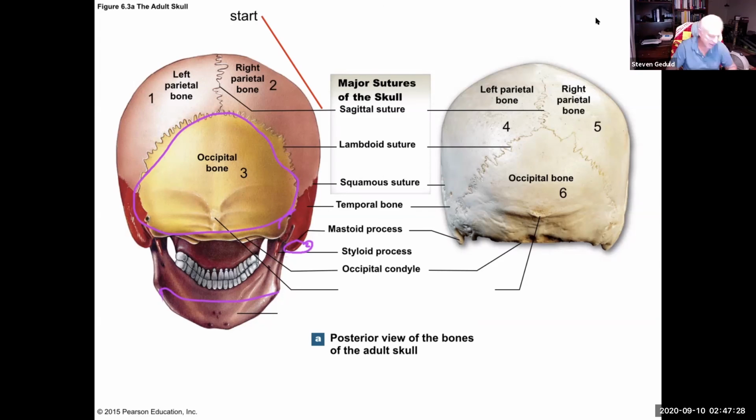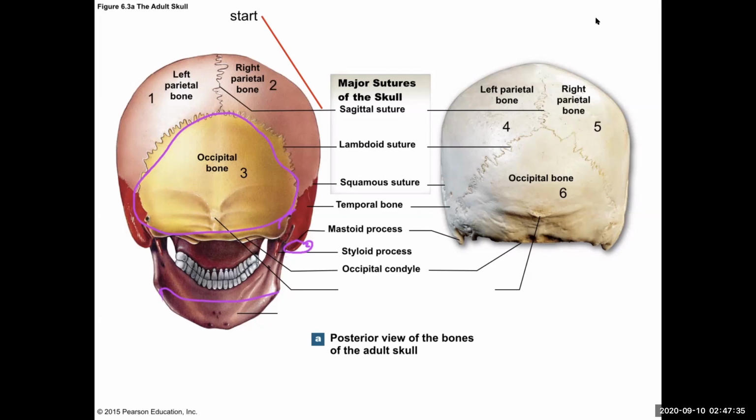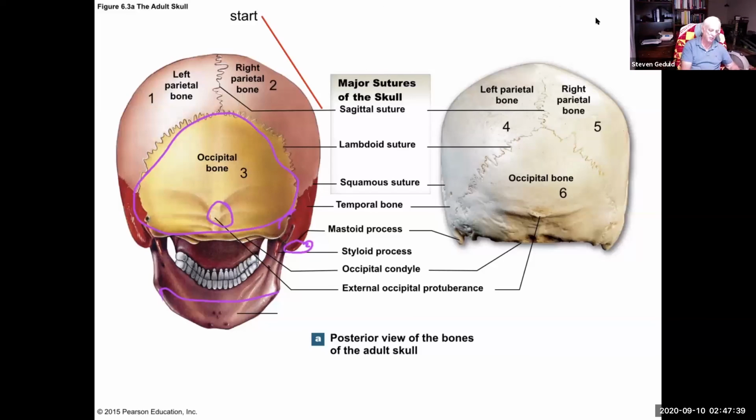Perfect. All right. And this one's pointing to what? The next one below that. Occipital protuberance right there. External occipital protuberance. And then this is pointing to, what bone is this? Mandible. That's your mandible. Good. You guys actually paid attention.